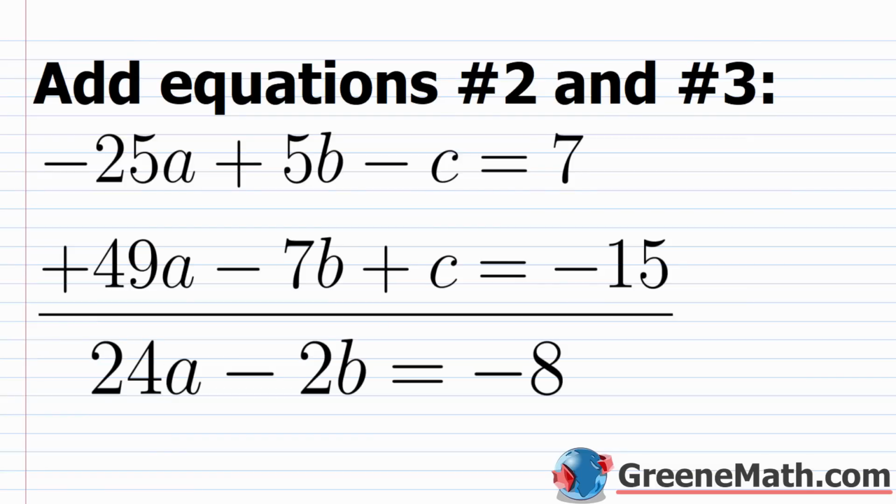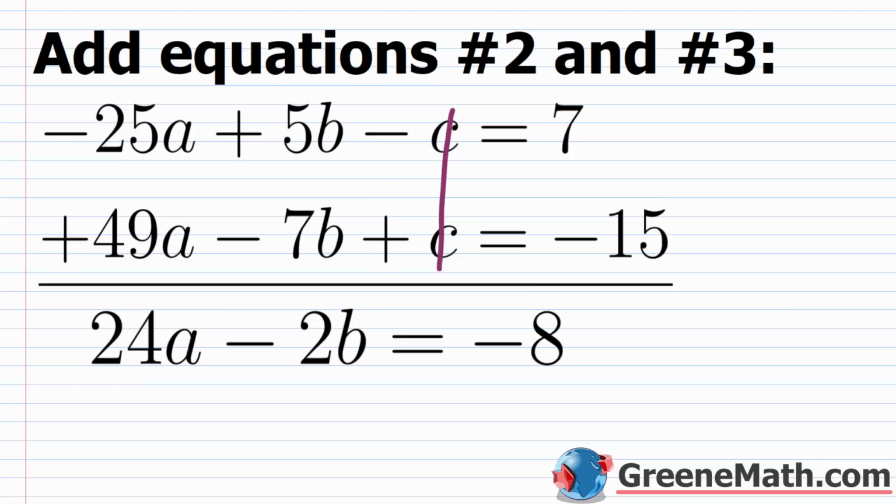All right, now we're going to add equations number 2 and number 3. So negative 25a plus 49a, that's going to be 24a. 5b minus 7b, that's going to be negative 2b. Then your minus c plus c, so that's going to cancel. On the right side of the equal sign, you have 7 minus 15. That's going to be negative 8.